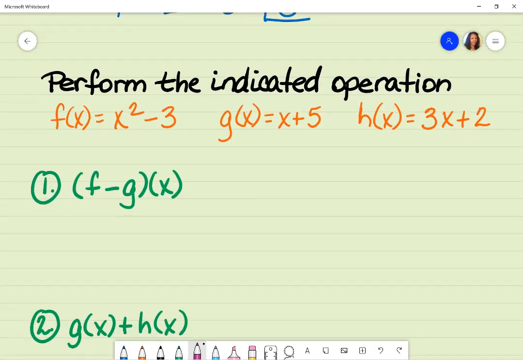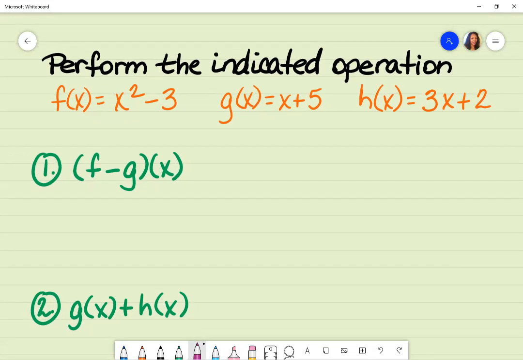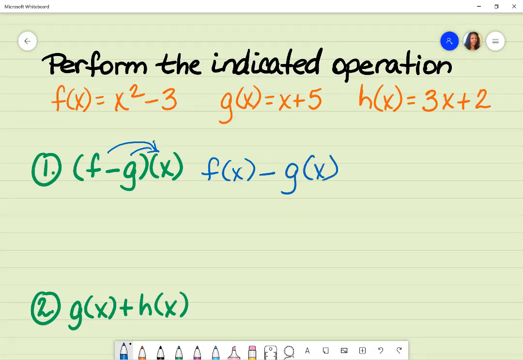And here we're going to perform the indicated operation. We are given f of x, g of x, and h of x. So what we're going to do is just follow the directions. Know that this really is like you're distributing, right? So this is really f of x minus g of x. I find it helpful to rewrite it like this.